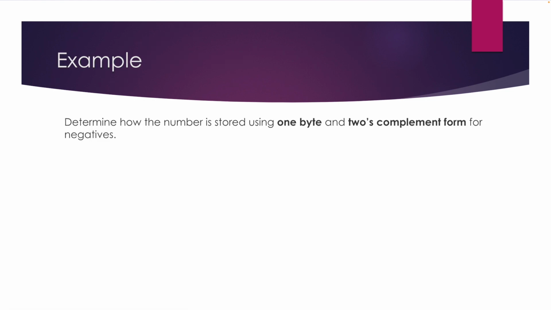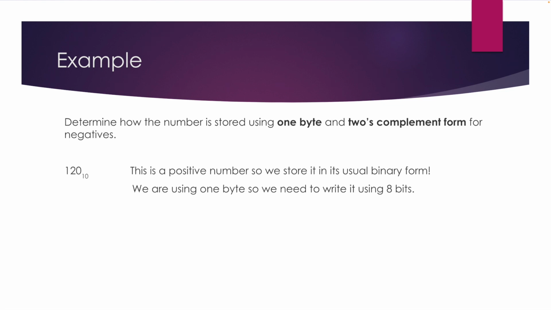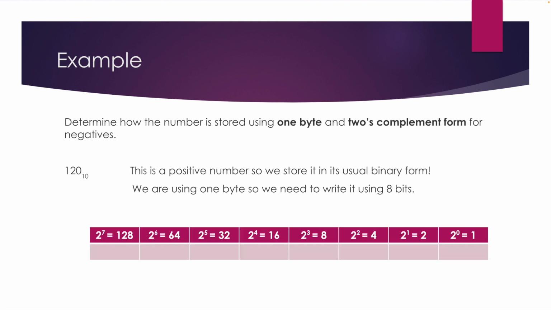So for example, we're going to write numbers using 1 byte and 2's complement form for negative. So again, 1 byte is using 8 digits and then 2's complement form. So the first thing we're going to do is write the number in binary. So in this example, we have 120. It's a positive number, so we're going to store it using its usual binary form. So we're using 1 byte, so it needs to be 8 bits.